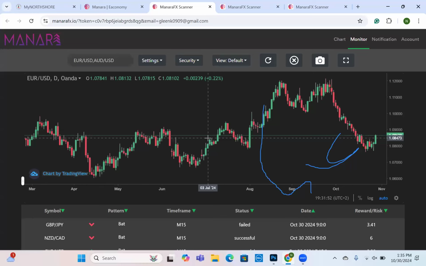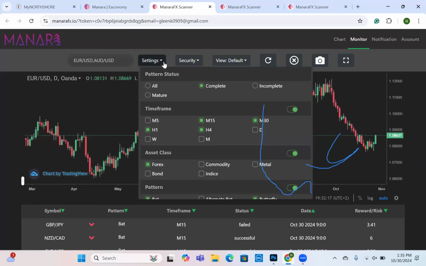So the first thing you want to do now is you want to set your Manara. How do you set your Manara? When you click on monitor, the next place you're coming to is you click on settings. Who is that person writing on the screen? Everybody, maintain your hand. Maintain your hand. Click on settings. Click on the settings very well.